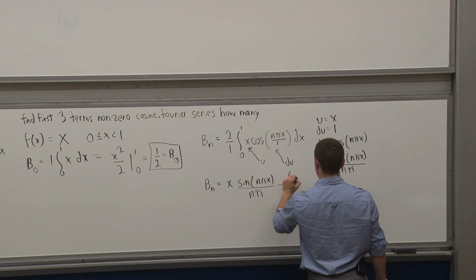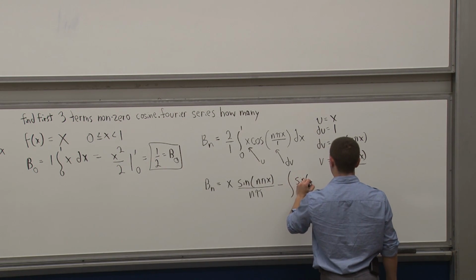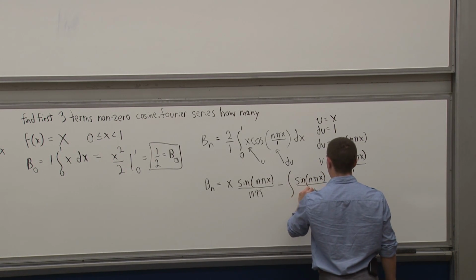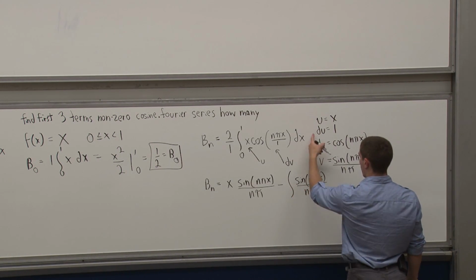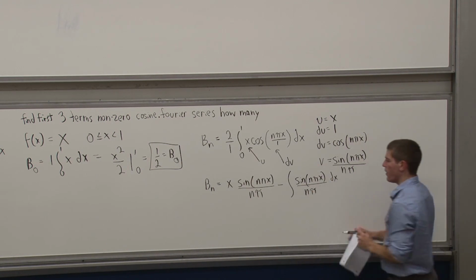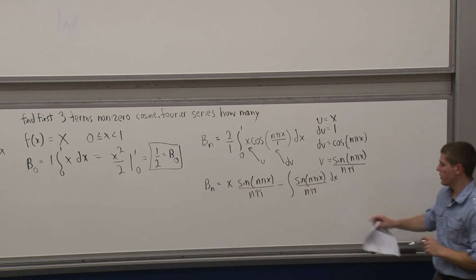So we could take out the, we don't take anything out yet. We'll leave it like that. All right, so sine of n pi x over n pi du, which is just 1. So this is dx. We have 1 dx. All right, cool. So we could do that.